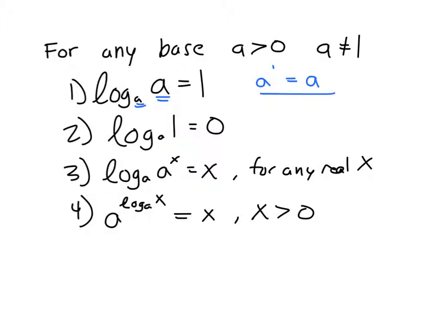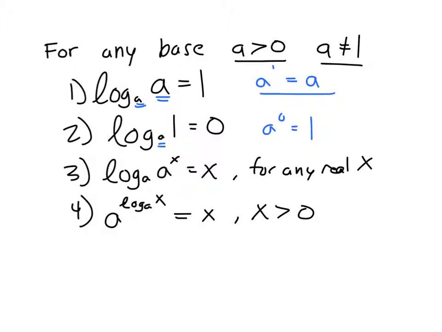All right. For the next property, log base a of 1 equals 0. So that's saying a to the 0 equals 1. And you see, that's also true regardless of what a is. For any a, as long as a is greater than 0 and a does not equal 1, this holds.